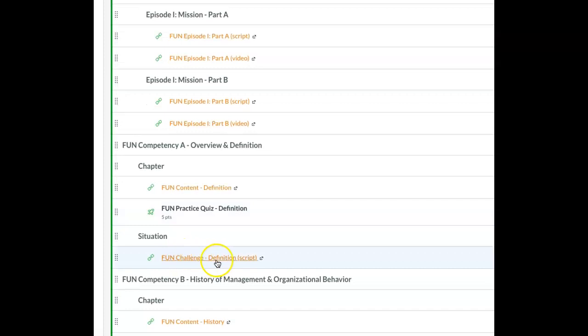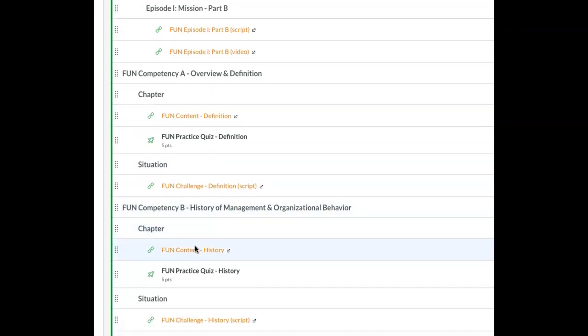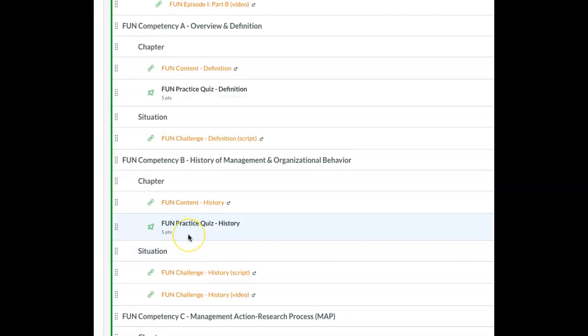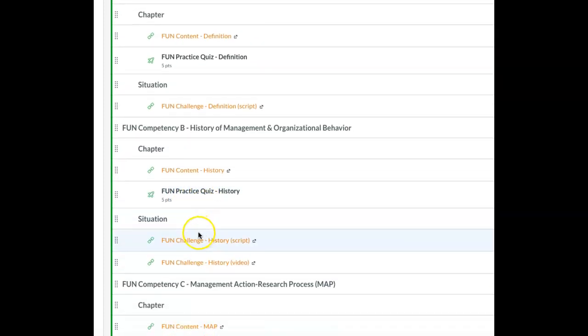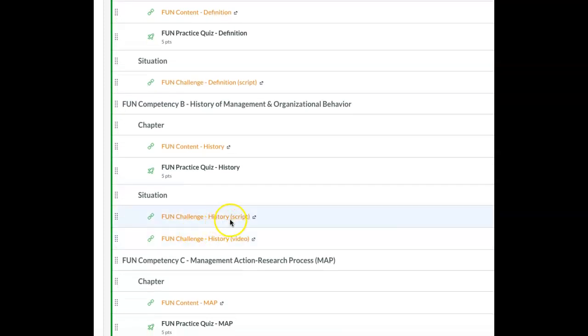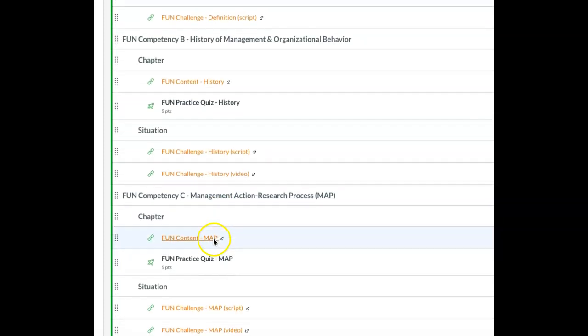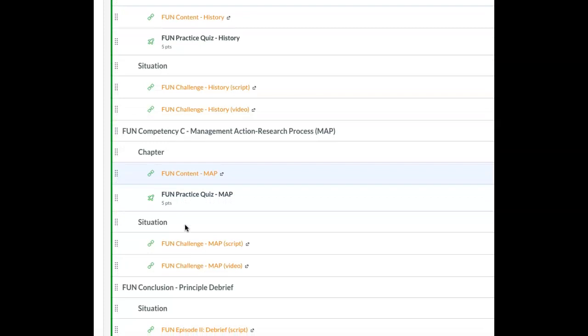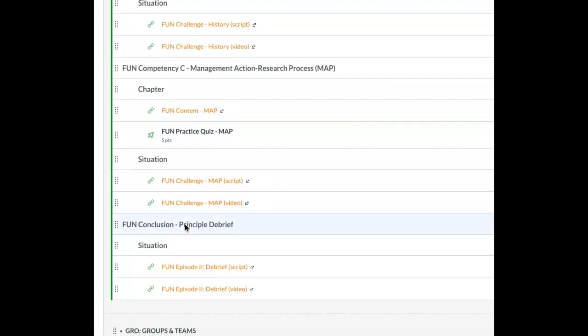And same thing, then the situation, this is the script for that. And then there's more text here on history. This is also where you can see the practice quiz there. And then the situation, transcript, video. And down here you've got the action research process. So this is where you come to get your content.